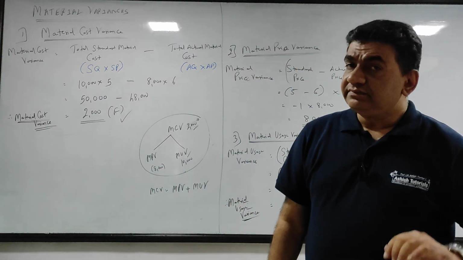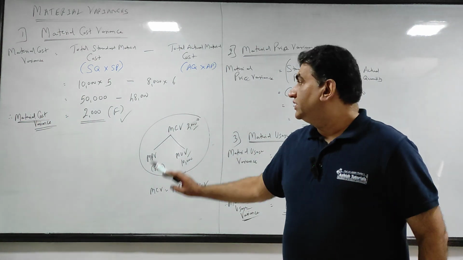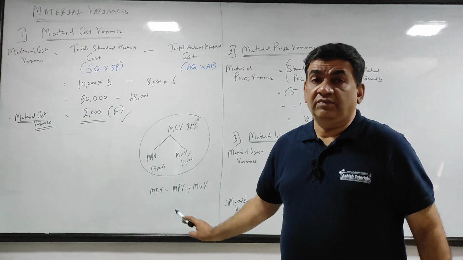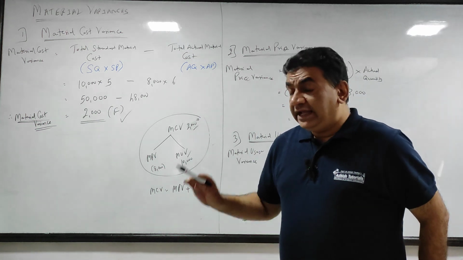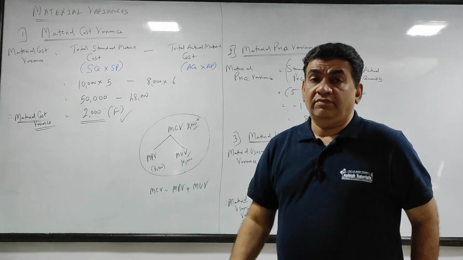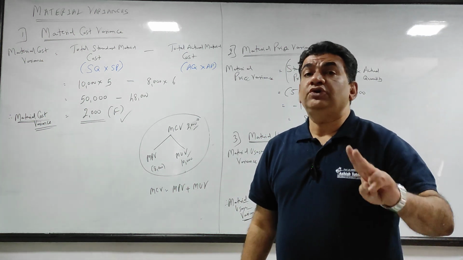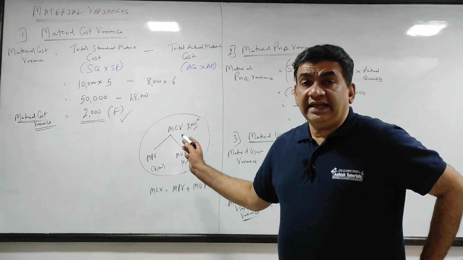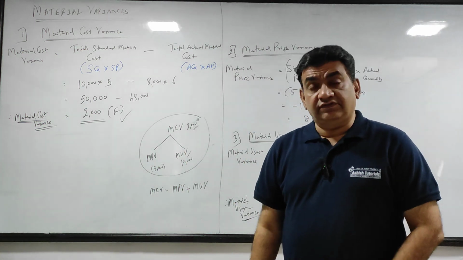Now see, I told you there are 5 formulas. BCom students, you have only the first 3 formulas. BAF and BMS students, in order to do the 4th and 5th formula, one important thing is there should be 2 materials. Here there is only one material, so you cannot do the 4th and 5th one.